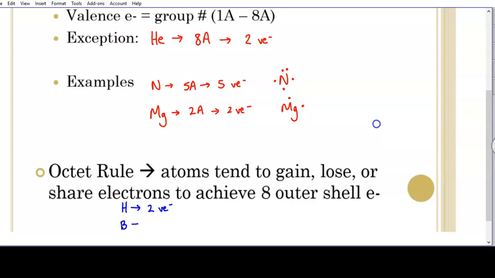Boron is another exception. It only wants, even after it bonds, 6 total valence electrons. Metals also are an exception to this in general, but we won't really be working with metals too much. Finally, you can also expand your octet. So some elements, which we'll talk about later, can expand and instead have 10 or 12 valence electrons. That's covered in more detail later on.